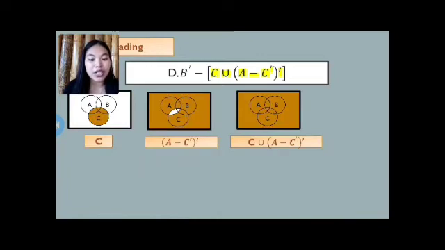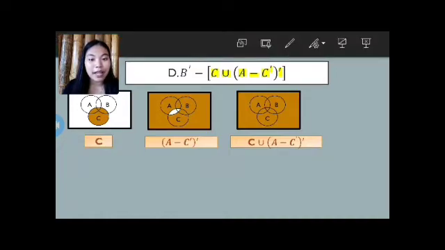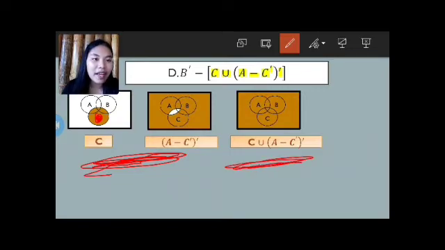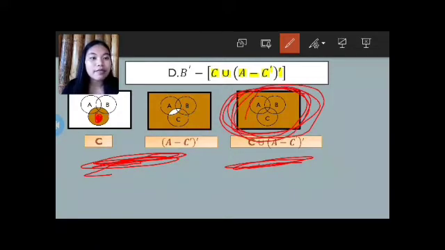And next, we'll proceed to the C union to the complement of the A minus C prime. So in the C, we simply shade the region C. We just simply shade this one. The operation stated here is union, so we're going to join these two elements. So the result will be this one. Everything in the universal set is shaded. So this is our C union to the complement of A minus C prime.